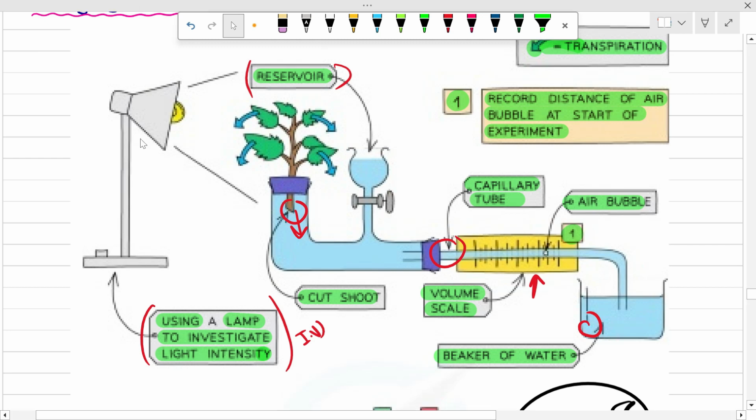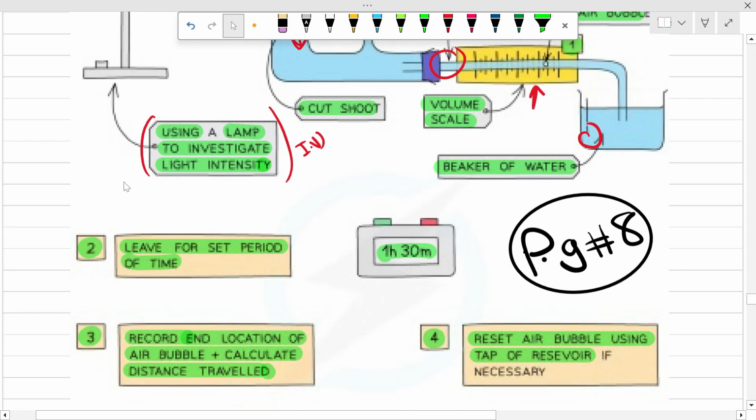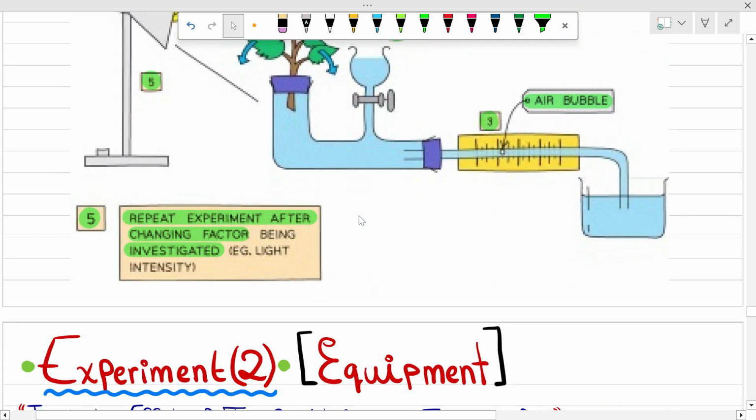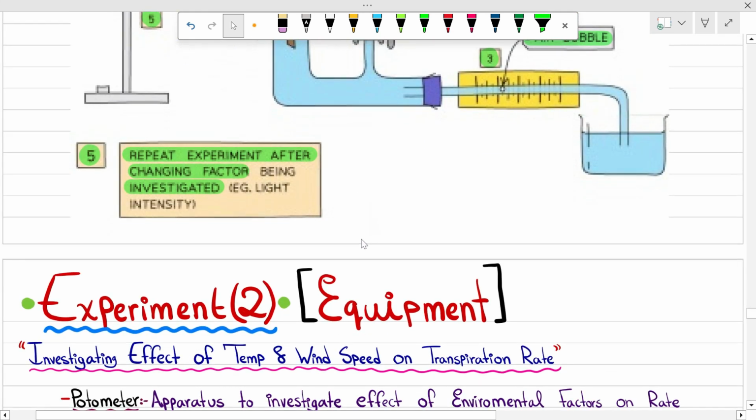So first we record the distance of the bubble at the start of the experiment and leave it for a set period of time using a clock, and then record the end location and calculate the distance traveled. By the end, we reset the air bubble using the tap on the reservoir and repeat the experiment for validity.